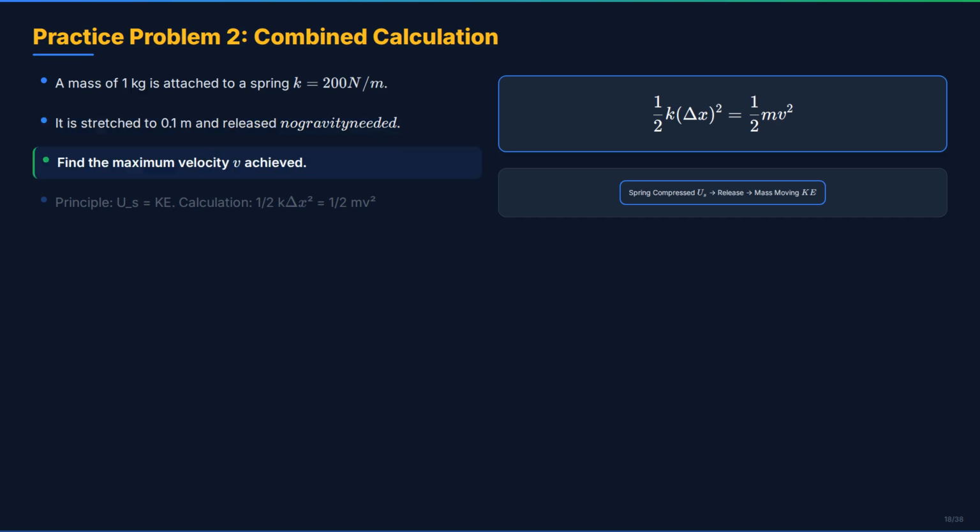Next, we set 1 joule equal to 1/2 * 1 kilogram * v². Solving for v, 1 is equal to 0.5 * v², so v² equals 2. V equals 1.41 meters per second. This confirms that the potential energy, whether from height or compression, determines the maximum speed of the released object.